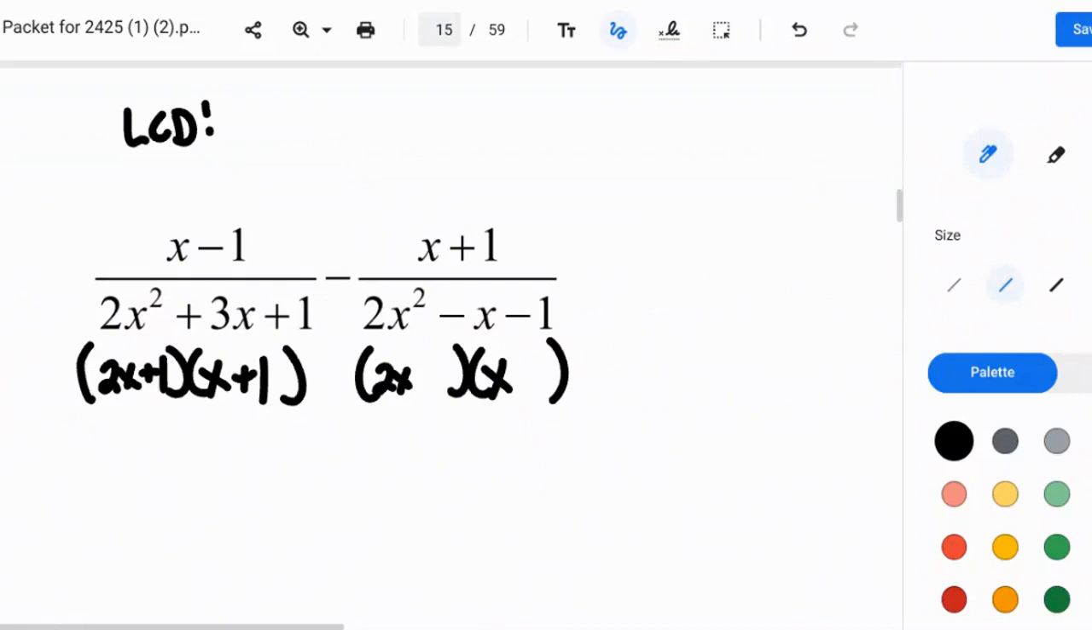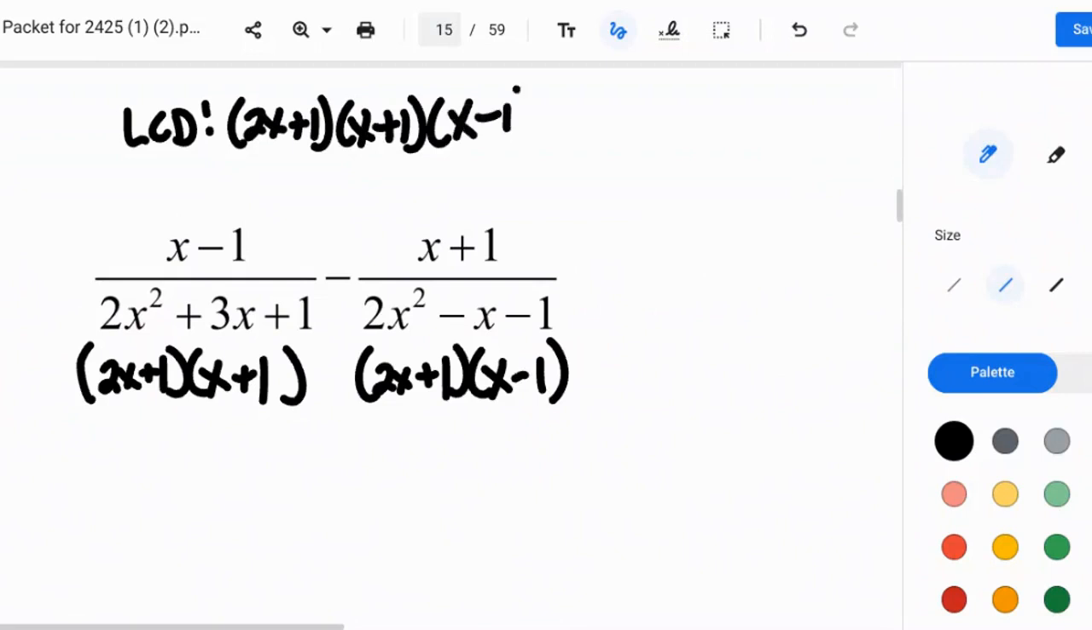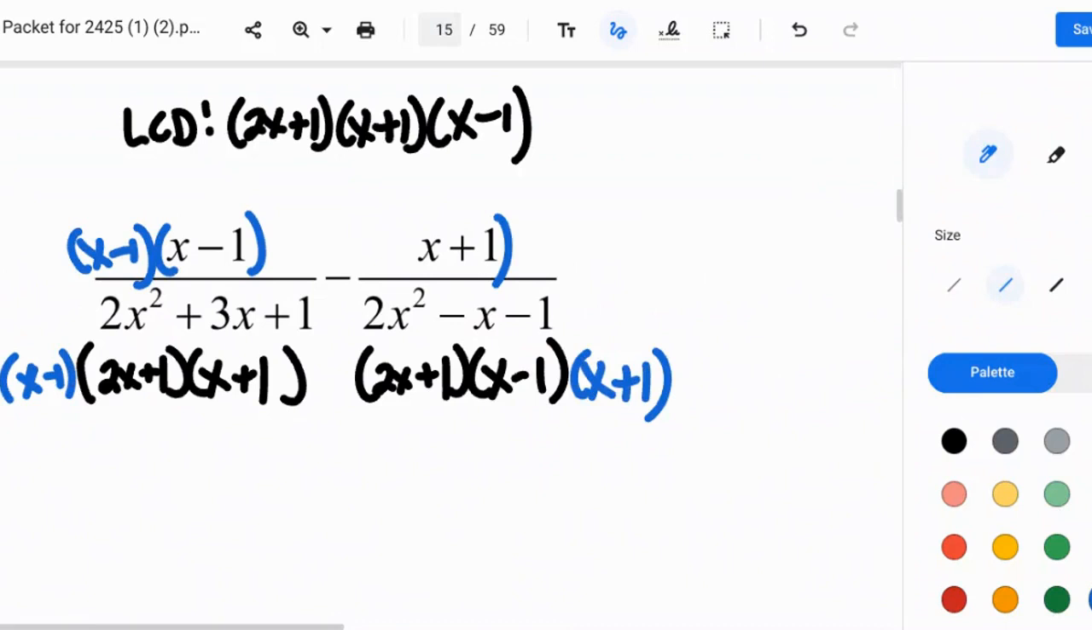And then on the bottom right, I need a negative 1. So I think that gives me negative 1 in the middle if I multiply that out by FOIL. 2 times negative, yeah, that's good. So the things I see on the bottom are 2x plus 1, an x plus 1, and an x minus 1. Those are the 3 different binomials I see. So you've got to represent each one one time. So the left side is missing the x minus 1, so that's what I'm going to multiply by on the top and the bottom. The right side is missing an x plus 1, so that's what I'm going to multiply by the top and the bottom.